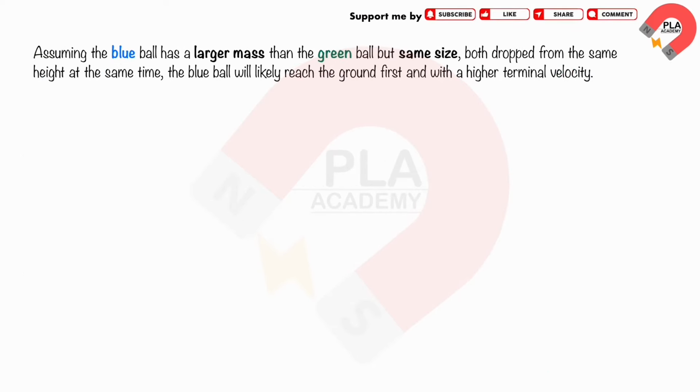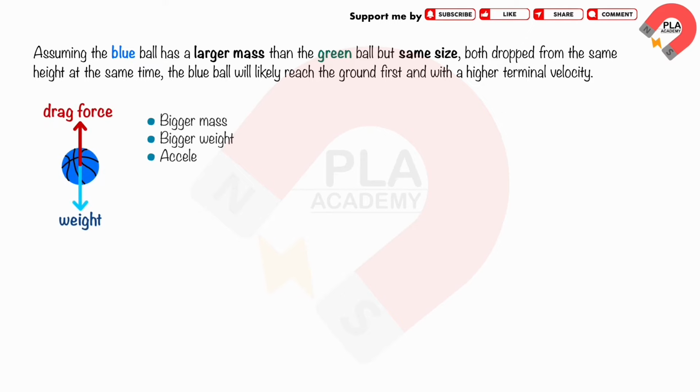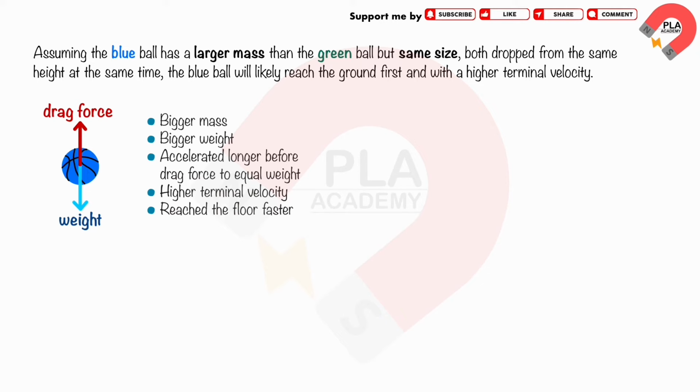Assuming the blue ball has a larger mass than the green ball but the same size, both dropped from the same height at the same time, the blue ball will likely reach the ground first and with a higher terminal velocity. This is because the blue ball has bigger mass, so bigger weight too, causing it to accelerate for a longer time before the drag force equals weight, leading it to reach a higher terminal velocity and reach the floor faster.